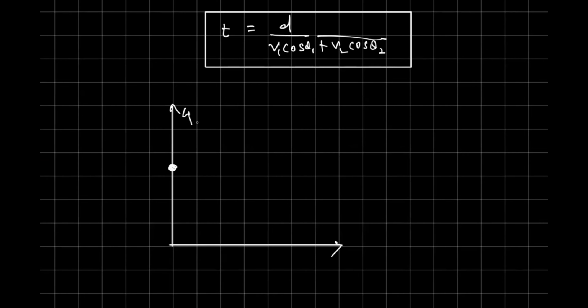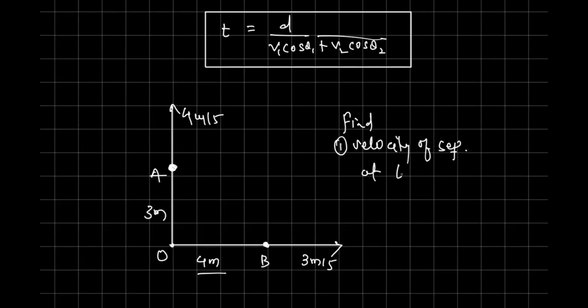Say this particle A is moving here with speed of 4 meter per second, and this particle, let's say B, is moving with velocity 3 meter per second. Initially, the separation between O and A, origin and point A, is 3 meter, and the separation between O and B is 4 meter. So you have to find first the velocity of separation at t equals 0.